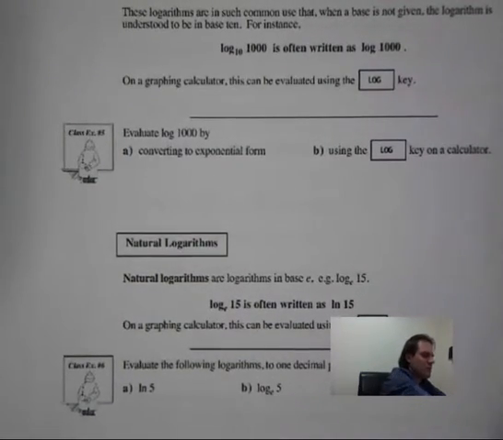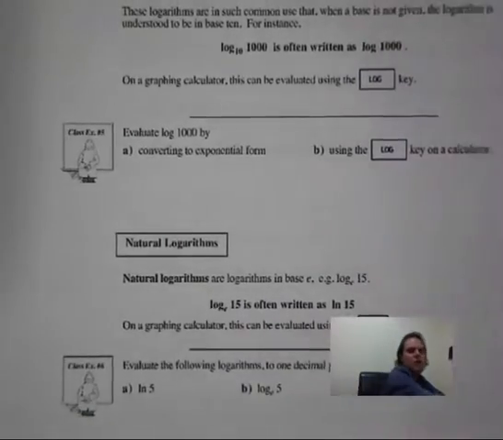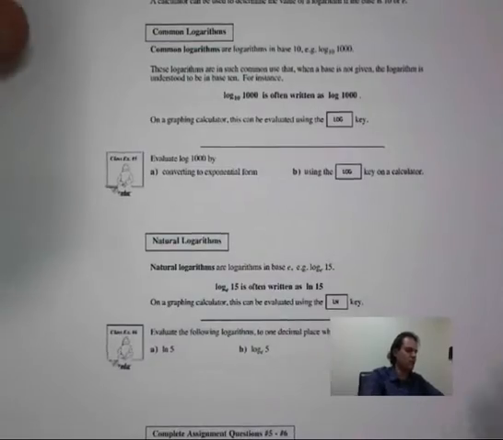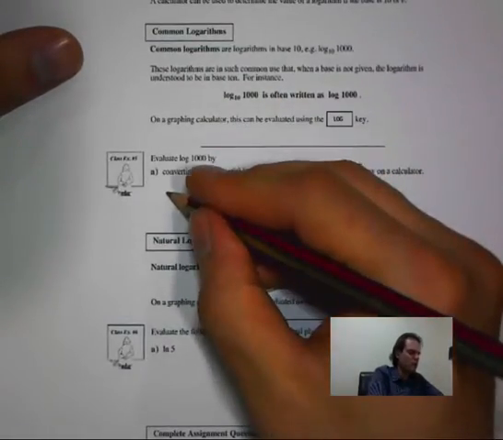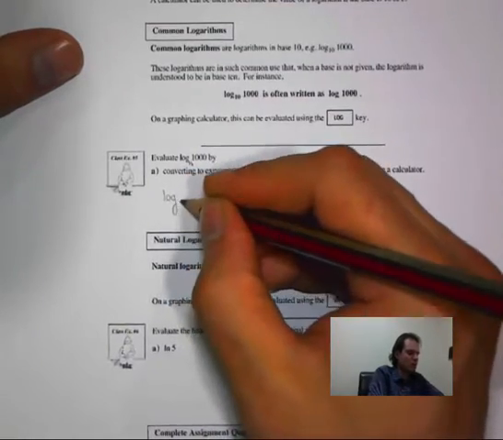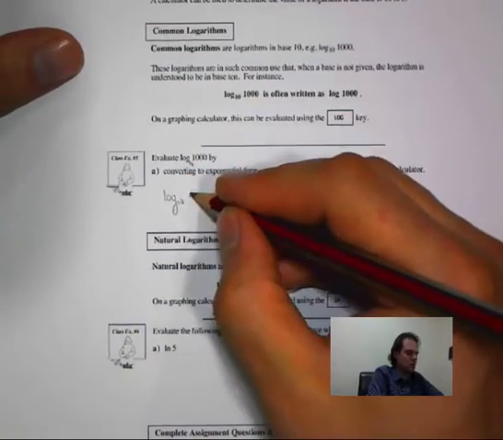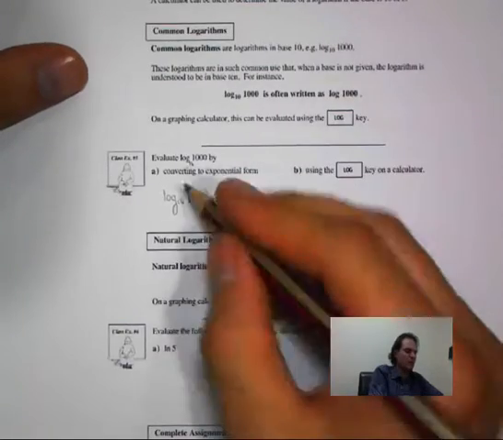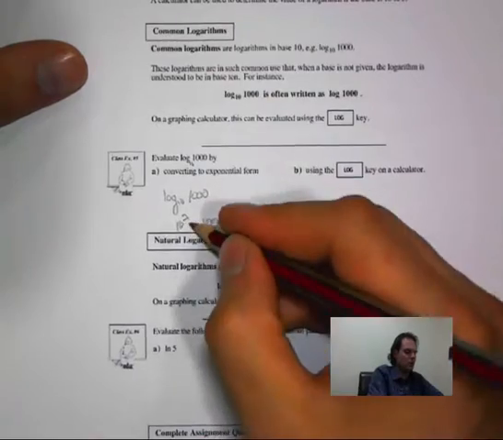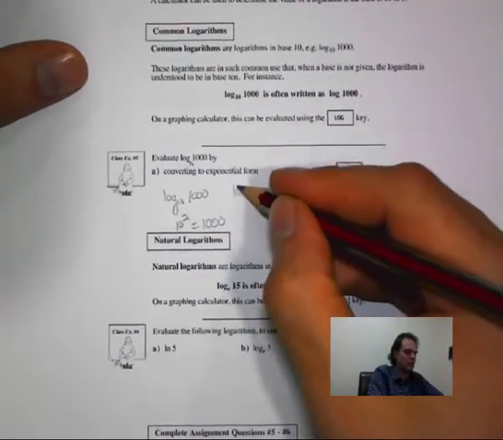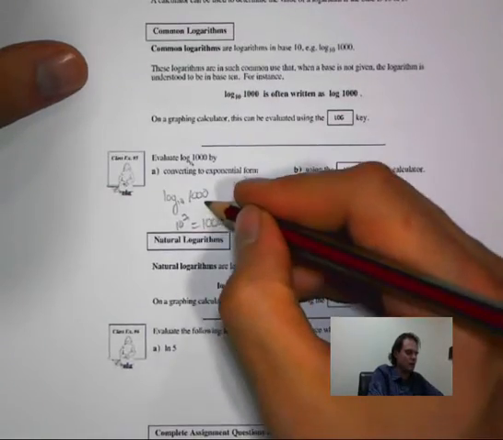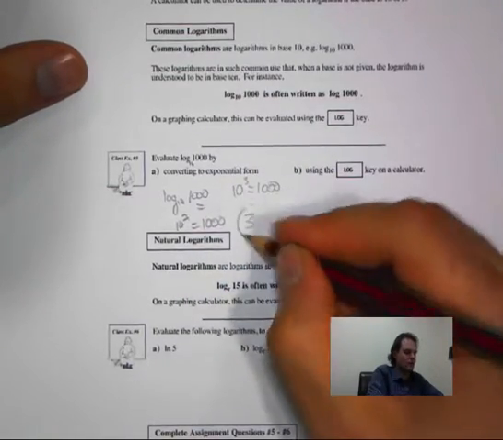If we're doing this here, I'm just going to zoom back out. It says evaluate log 1000 by converting to exponential form. That's what we've been doing so far. So remember this, there's base 10 there. So we're going log base 10 of 1000. Isn't that the same thing as saying 10 to the x is equal to 1000? Well, that's the same thing as saying 10 to the 3 is equal to 1000. So then this here is equal to 3. That's my answer. Okay?